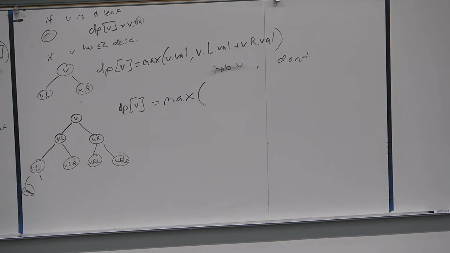You should have already calculated what the best for V.L's descendants are. Correct. You won't steal V.L.L, but you'll calculate this as, instead of adding V.L.L, you add dp of V.L.L. That's going to give you the max you can steal considering V.L.L and any of its descendants, which recursively is going to be the problem.